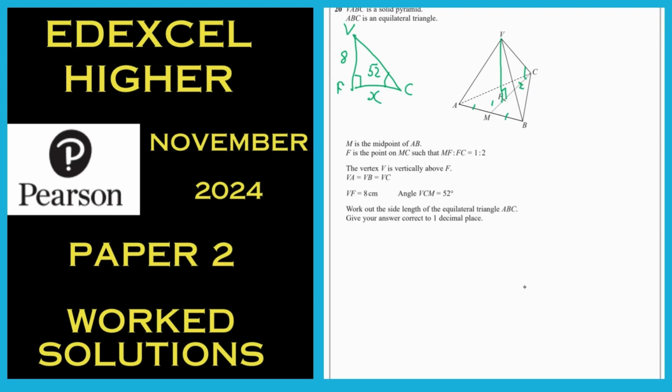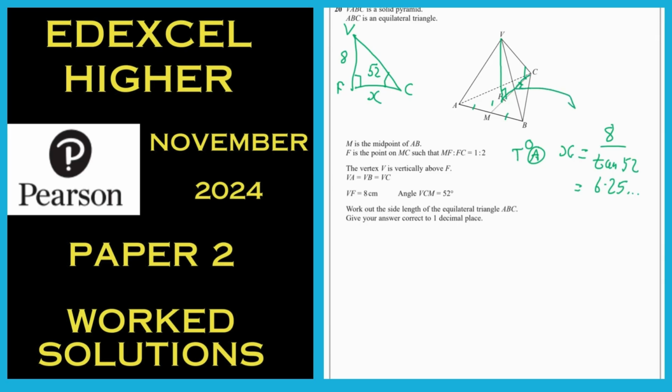I'll just call it X. Looking at this triangle, we've got from 52, 8 is opposite, x is adjacent. We kick off with a bit of tower. We're wanting the adjacent, which means we need to do opposite divided by the tan of 52. We're getting approximately 6.25 centimetres.